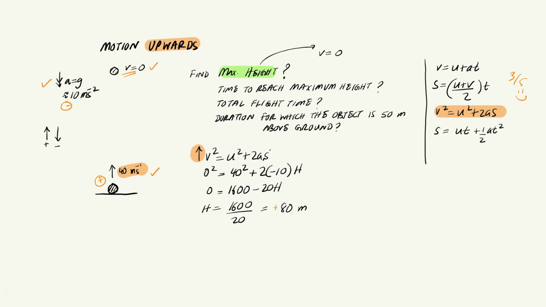Now let's find the time to reach that maximum height. We have v, u, and a, so v equals u plus at is exactly the equation we need. Again, applying this vertically upward, v equals u plus at. 0 equals 40 plus minus 10t. So t equals 4 seconds.